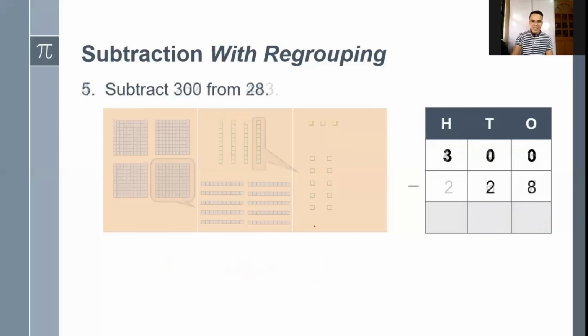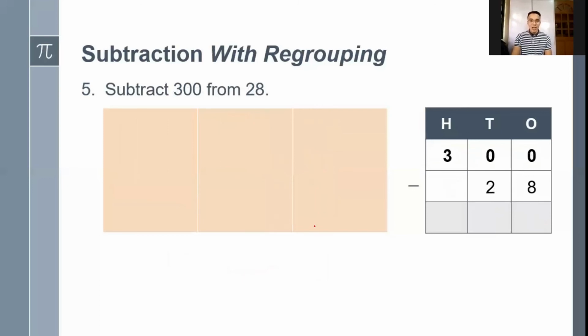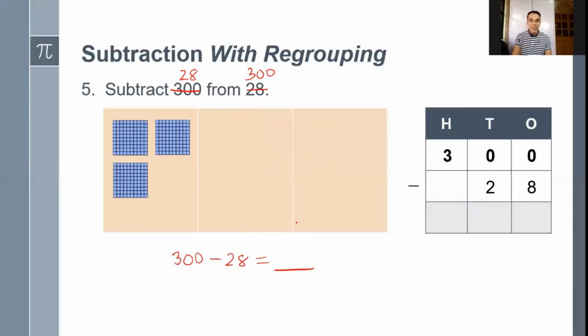Let's have our final example. Subtract 28 from 300. I'm sorry, this is not 300 from 28. It should be subtract 28 from 300. Okay? Or we have here 300 minus 28 equals what number? So first, we have to represent 300 using the base 10 blocks. That's 300. If we're going to look at this table, we don't have tens here, we don't have ones, right?